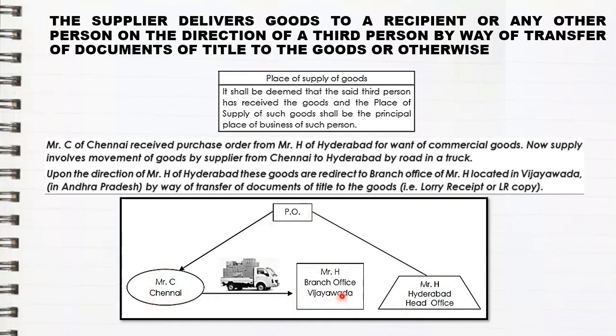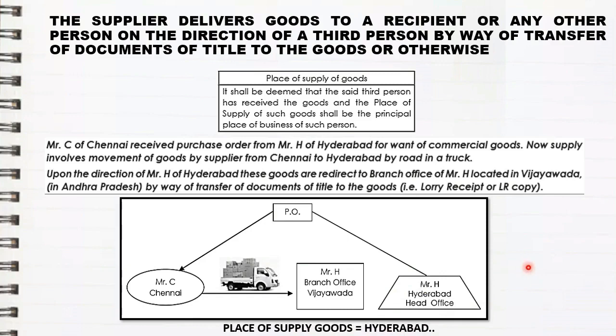So whenever three parties are involved, always remember the place of supply will always be that of the third person. The third person is nothing but the person who gives the order. So in this case the place of supply of goods will be Hyderabad. With this, the second rule comes to an end.